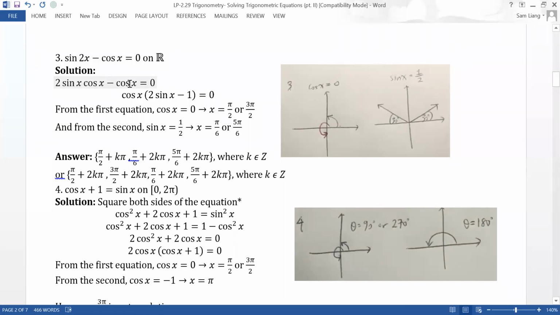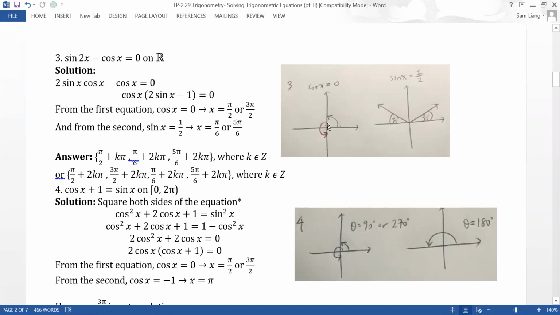From there, I'm going to factor out cosine x from both terms. So you get cosine x times 2 sine x minus 1 equals 0. And then we're actually done factoring. So from the first equation, we get cosine x is 0. And you can discern that it's going to be pi over 2, which is 90 degrees, as shown here, right?